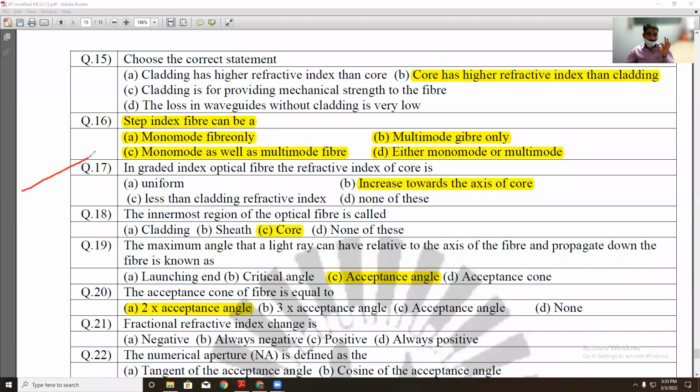This is one theta 0, the acceptance angle, and here the second theta 0, and this is the acceptance cone. So 2 into theta 0, this is the acceptance cone.